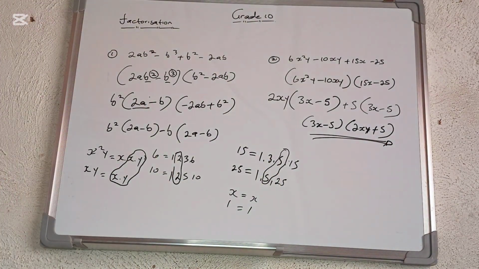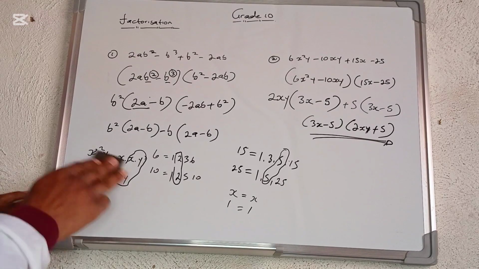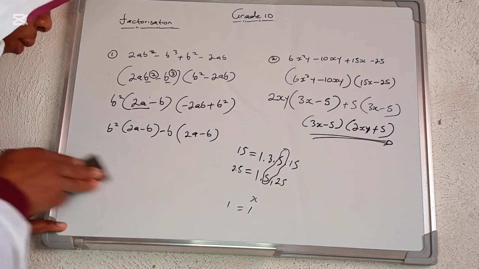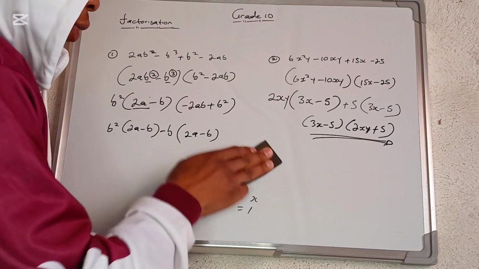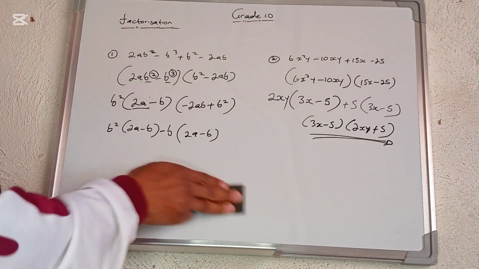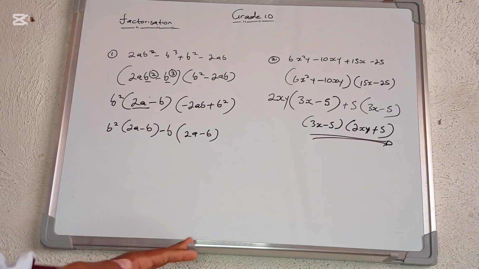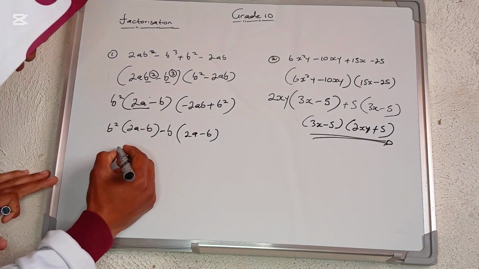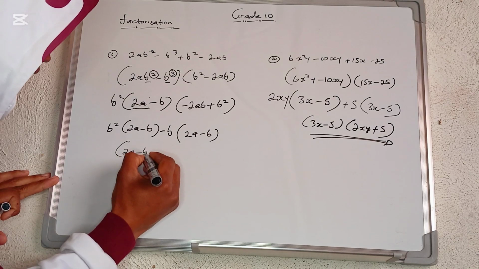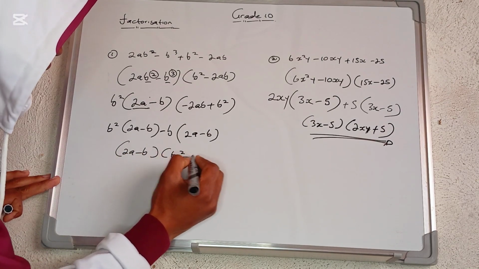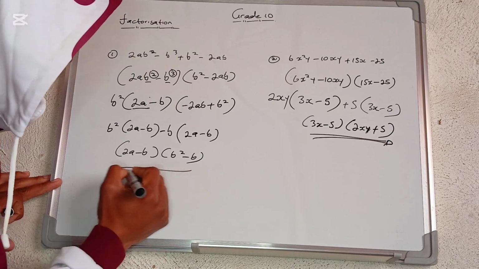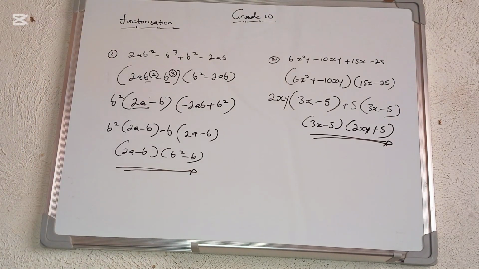On the first one, we were not done. I was just simply checking whether you still remember very well, to see if I'm not done or what. So we're going to take out the common factor, which is 2a minus b, b squared minus b. This is our final answer.